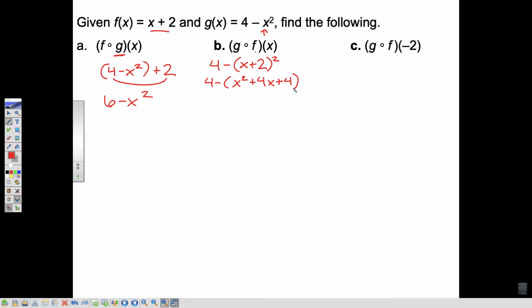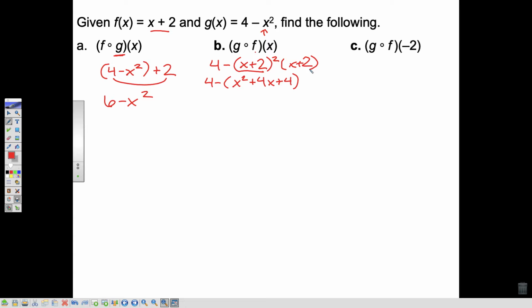How do you get 4x? Because if I FOIL that out, it's x plus 2 times x plus 2. If I FOIL that out, I'd have 2x and 2x. So now what? Do they combine like terms? No, not yet. You have to make everything negative. I have to distribute my negative.